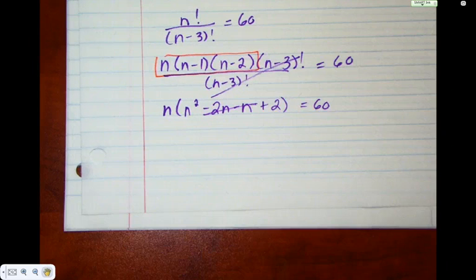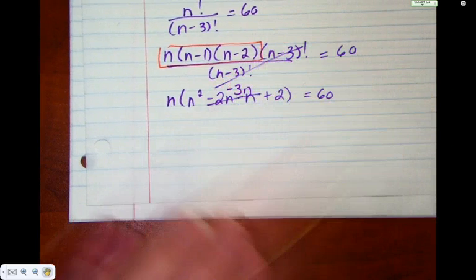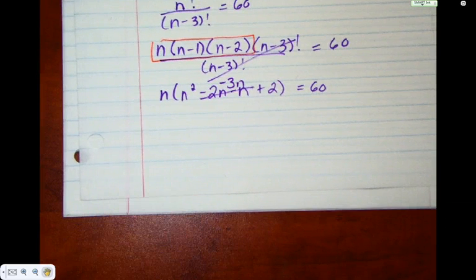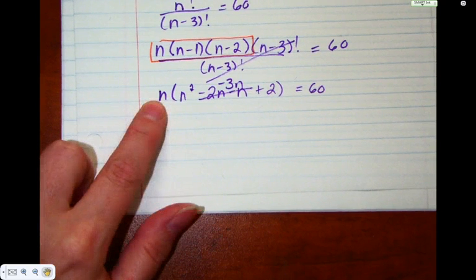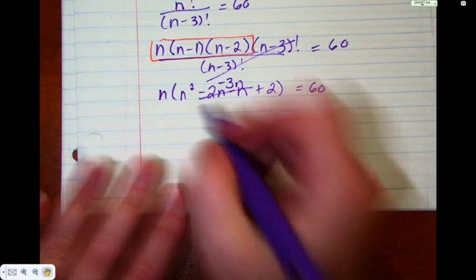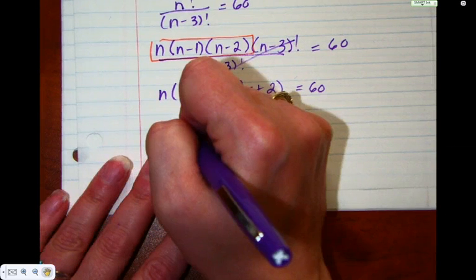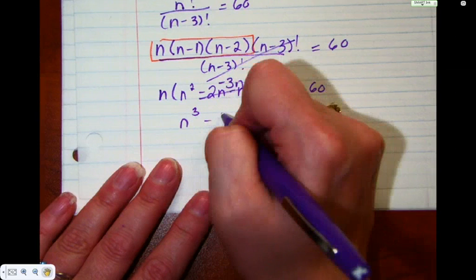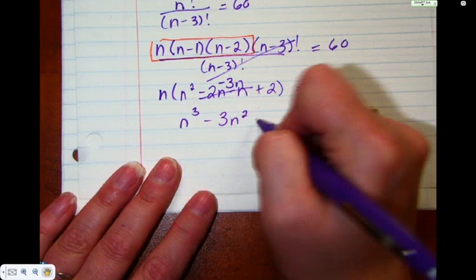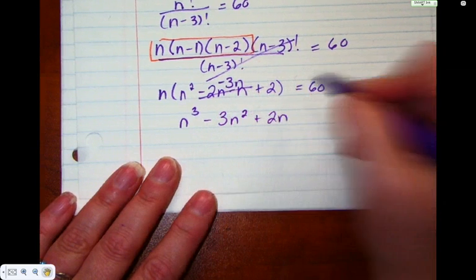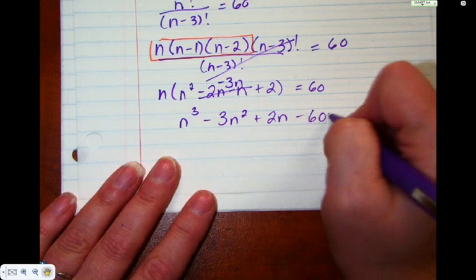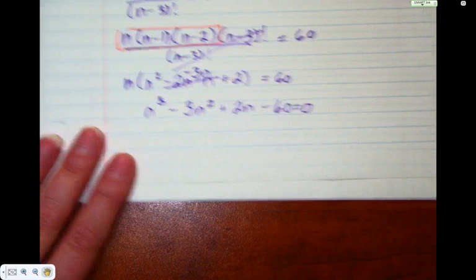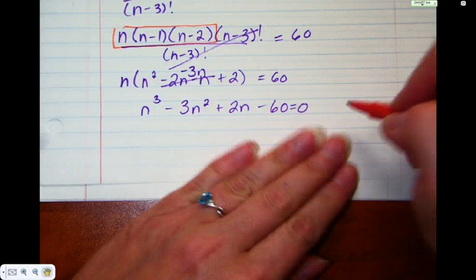Let's just simplify the middle terms right now. So agree the two binomials give n squared minus 3n plus 2. Okay, then what do we do with this n out front? Multiply them through. And let's bring the 60 over. What kind of equation? Cubic.